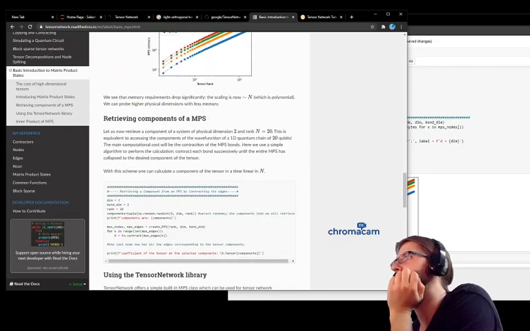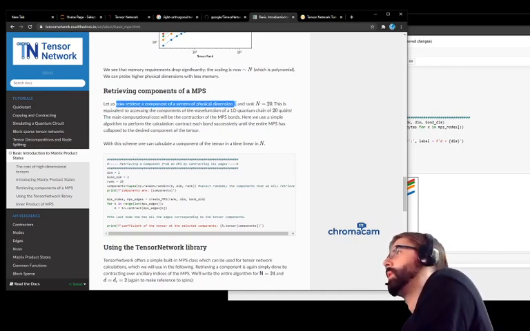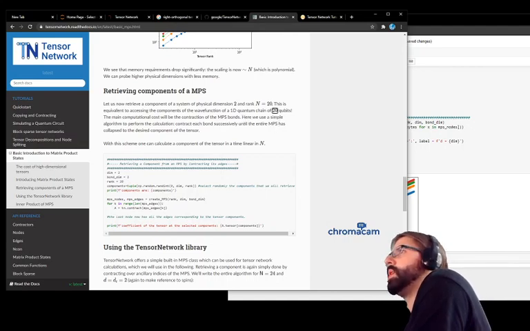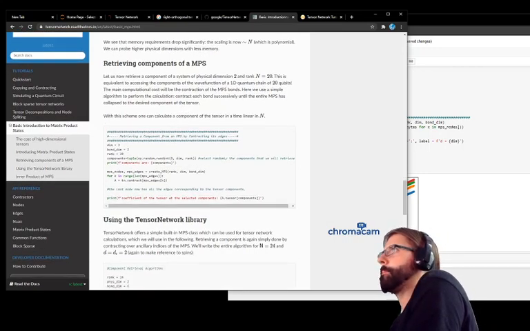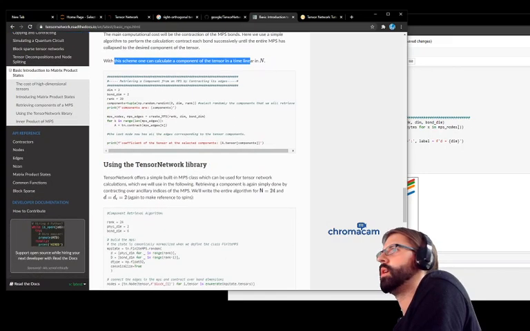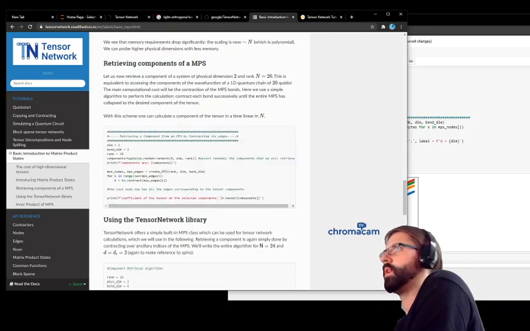So we have that, and then retrieving components of an MPS. So let us now retrieve a component of a system of physical dimension 2 and rank N = 20. This is equivalent to accessing the components of the wave function of a 1D quantum chain of 20 qubits. The main computational cost will be the contraction of the MPS bonds, where we use a simple algorithm to perform the calculation. Contract each bond successively until the entire MPS has collapsed to the desired component of the tensor. Okay. With this scheme, one can calculate a component of a tensor in a time linear in N. Not sure I understand what this is doing.